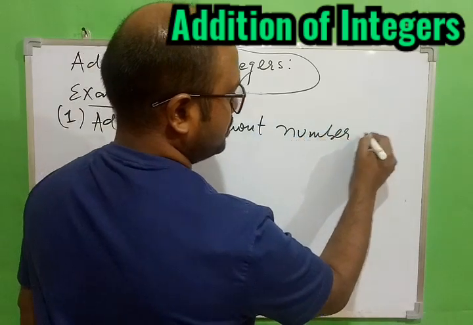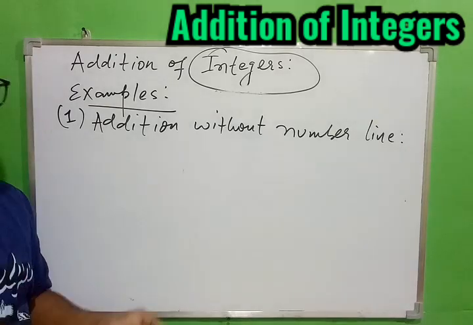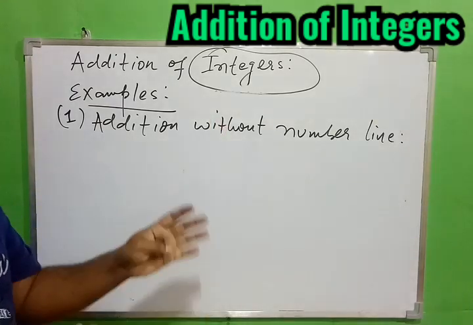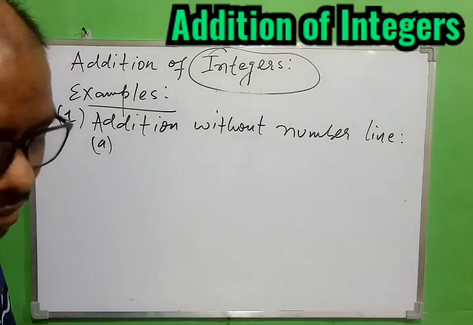So we'll take some examples. Numbers are given to you, positive, negative. You have to do the addition without a number line. That is the direct method. So let's take one question, I'm taking from unsolved.